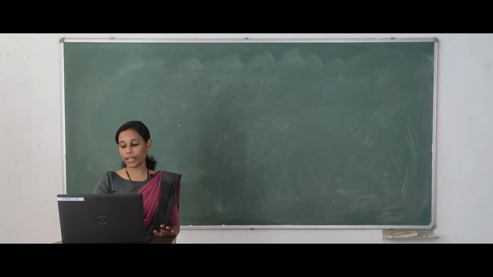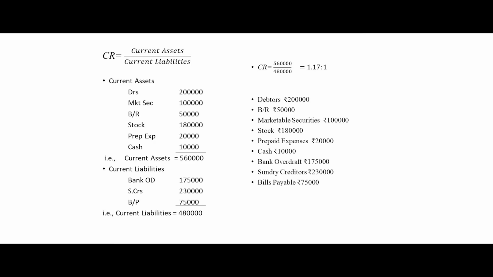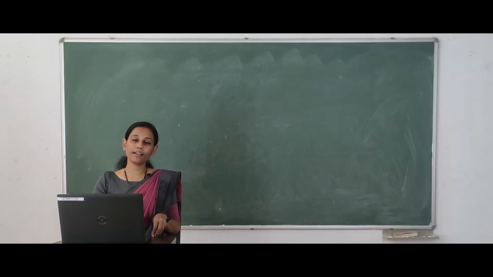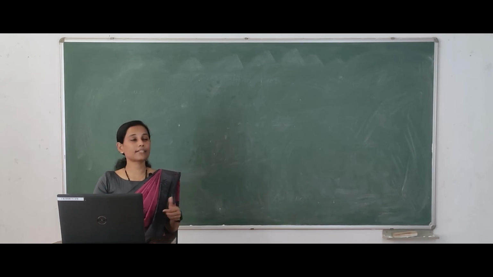First of all, we are going to calculate the current ratio. What is the formula to find out the current ratio? Current ratio equals current assets divided by current liabilities. It shows the relationship between current assets and current liabilities. So the equation will be current assets divided by current liabilities. In this question, what are the items that are included in current assets? Just look at the question.